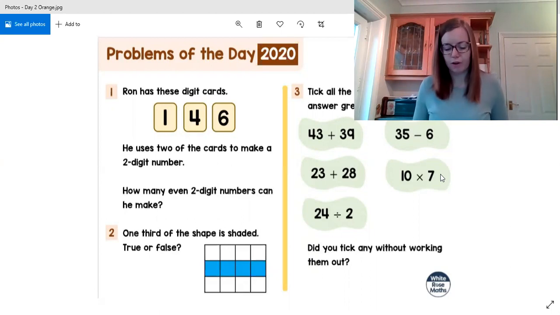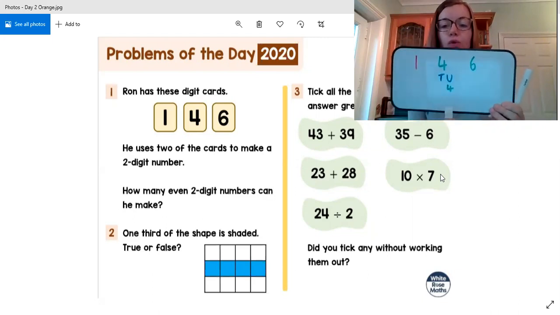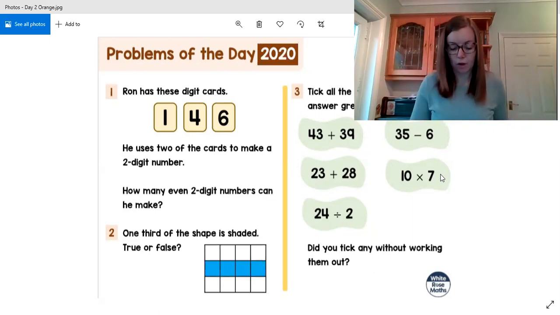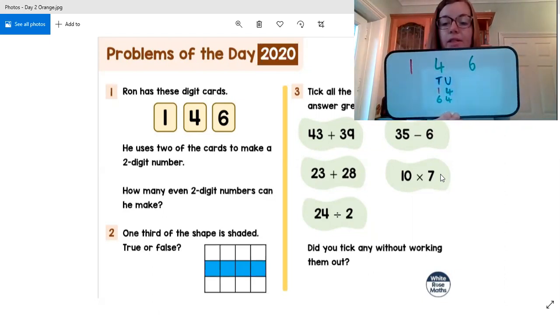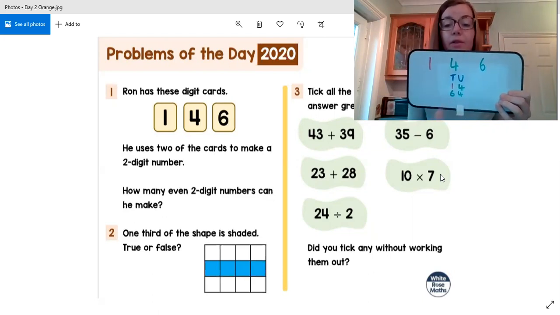So I'm going to start off and I'm going to say, well, I want the 4 in my units column. So tens, units, I'm going to put the 4 in my units column. If I put the 4 in my units column, I have got 2 different options to put in my tens column to make a 2-digit number. So I'm going to put the 1 in there, and then I'm going to do it again with the 6.